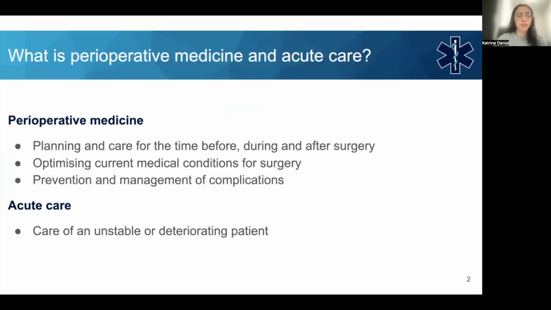Okay, so periop medicine is all about caring for the patient before, during, as well as after their surgery, trying to optimize any conditions that they have at the moment, and trying to prevent any complications that can happen either from the surgery or from their conditions to start with. And acute care is just about caring for a patient who's quite unstable and trying to make them a bit more stable.